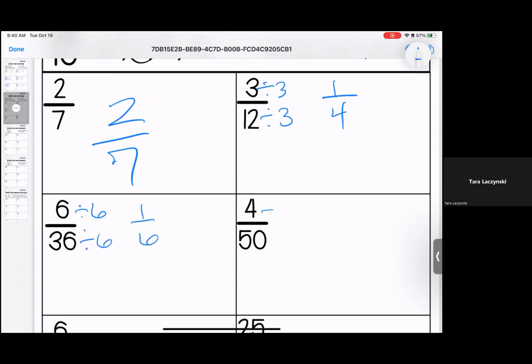4 and 50, we can divide both of these by 2. 4 divided by 2 is 2. 50 divided by 2 is 25. And we always check, is this lowest terms? Yes, because 2 is prime, it only has 1 and 2. 25 is not divisible by 2.